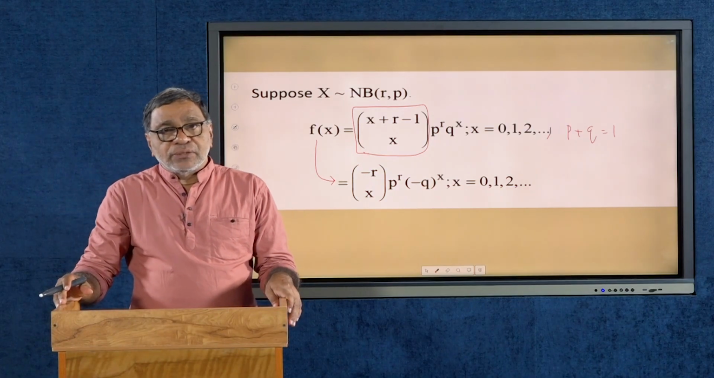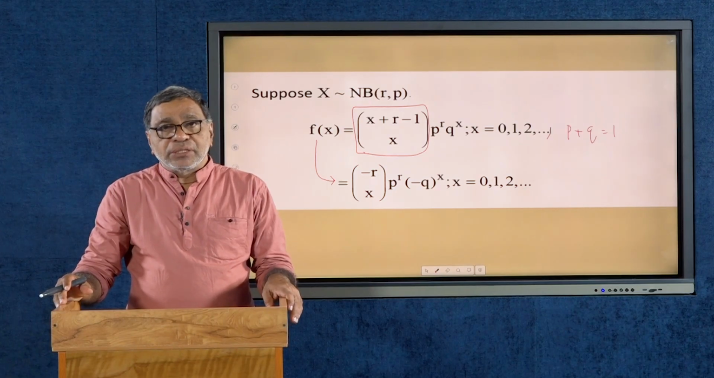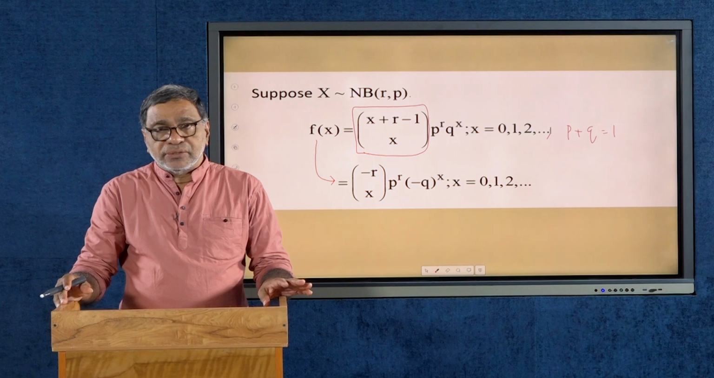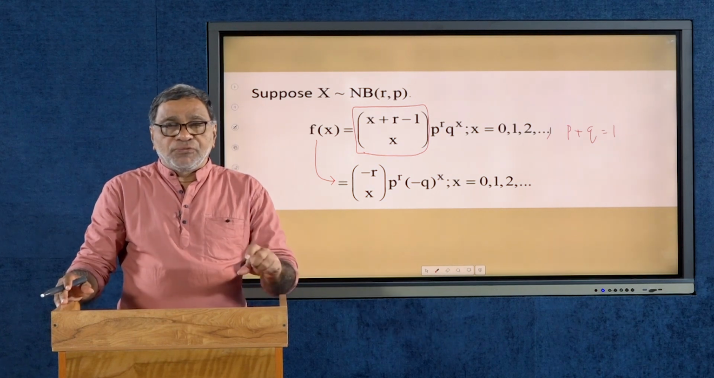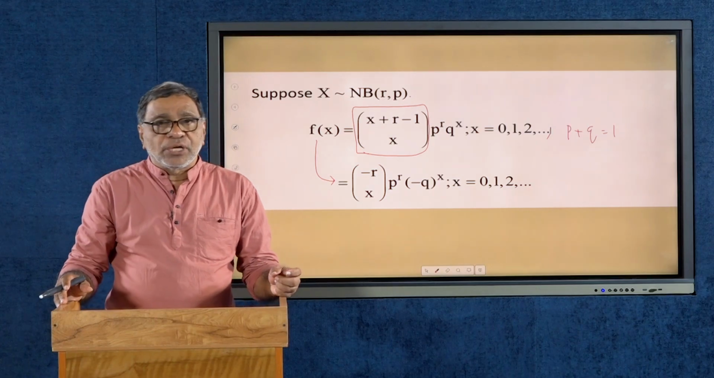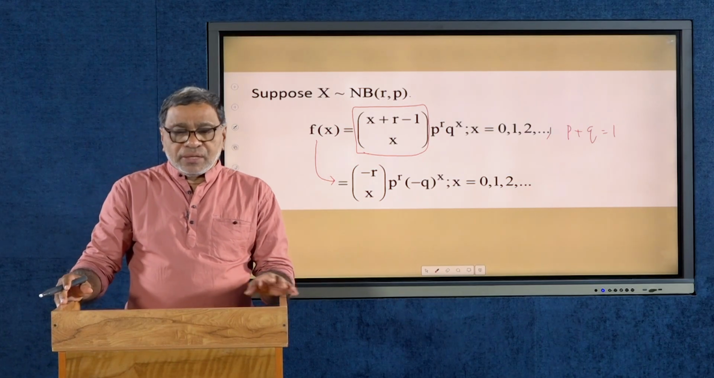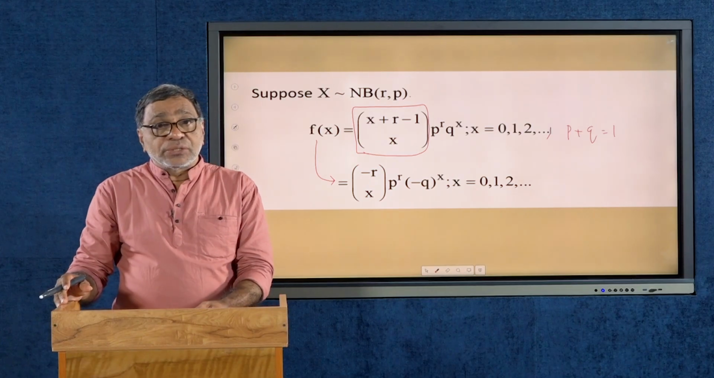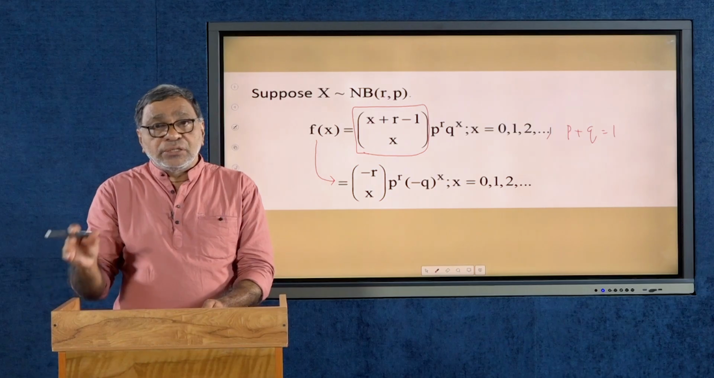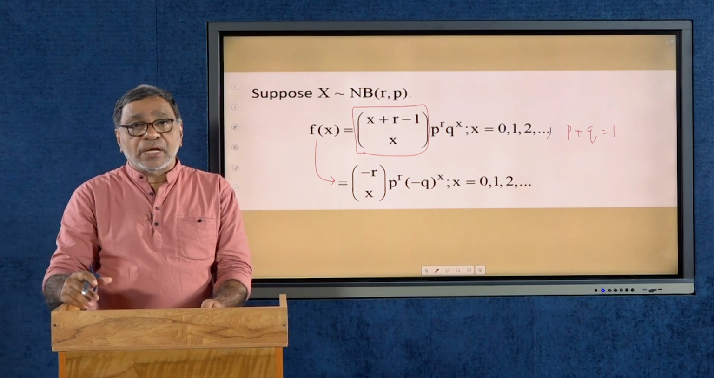f(x) is equal to minus rCx p power r (minus q) power x, where x is equal to 0, 1, 2, 3, etc. So, these are the two different versions of the probability mass function of the negative binomial distribution that we already discussed. And now our aim is how to make this probability mass function in terms of our new variables capital P and capital Q.